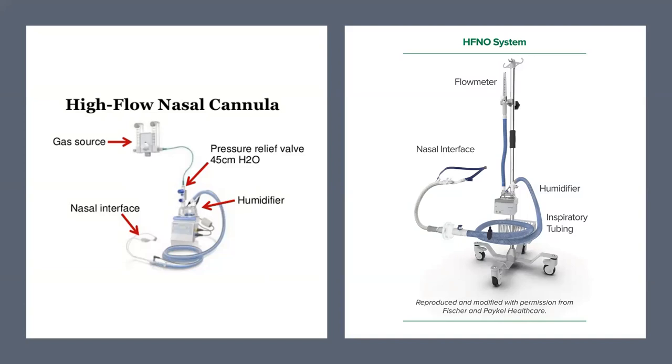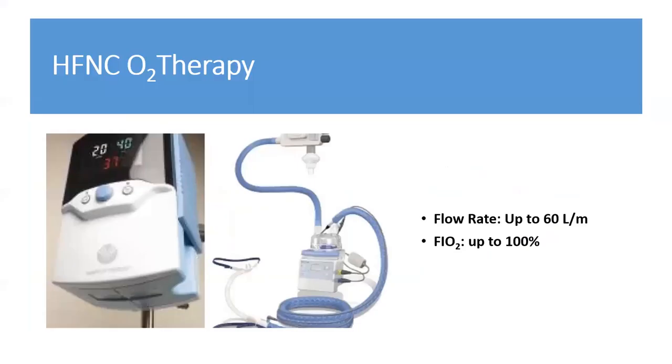So high flow nasal cannula is very, very effective in the sense that it could deliver oxygen up to 60 liters per minute. You remember that what we have on the wall is only up to 15. This particular device can deliver up to 60 liters per minute. So pictured here is one brand of high flow system, and we call this the Vapotherm.